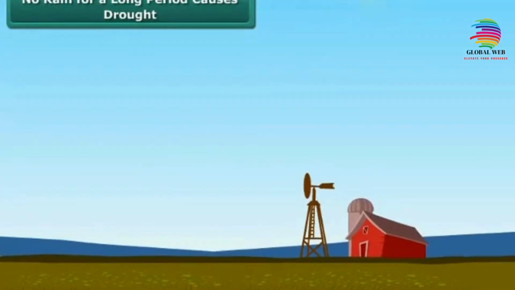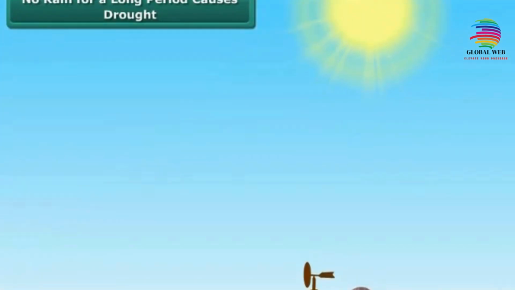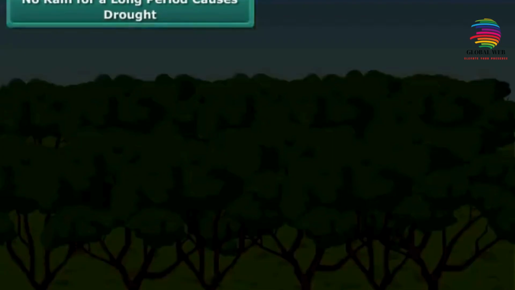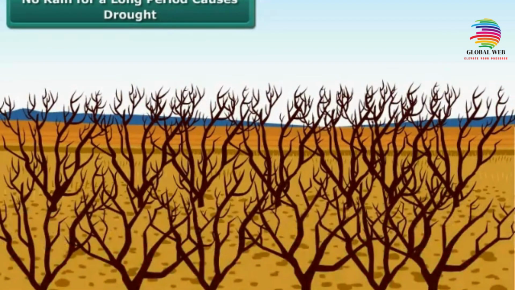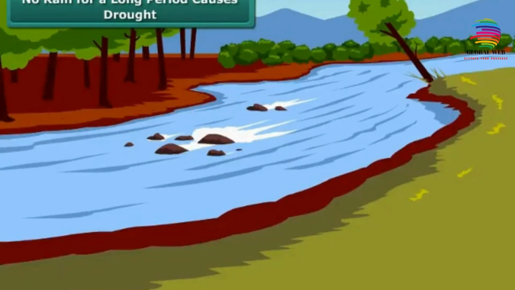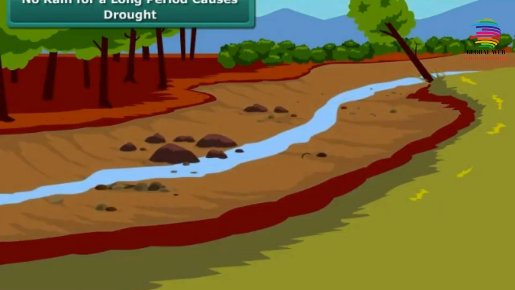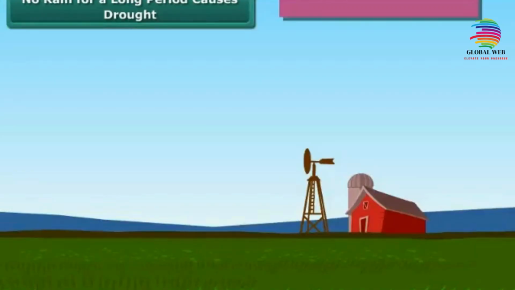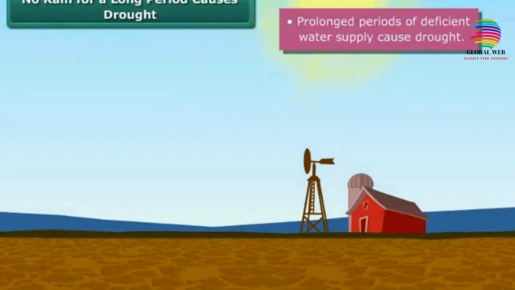Have you ever thought what will happen if it does not rain for a very long period? When it does not rain for a very long period, the soil continuously loses water by evaporation and transpiration. The level of water in ponds and wells goes down, and some water bodies dry up. The groundwater also depletes. Prolonged periods of deficient water supply cause drought.